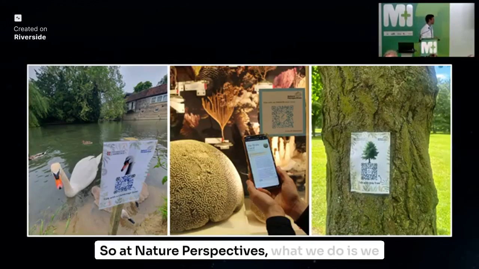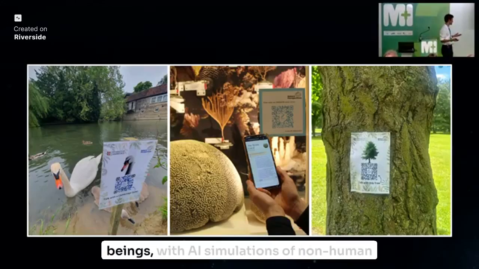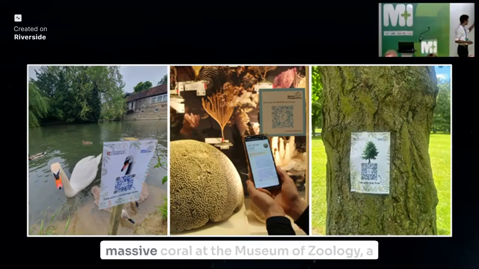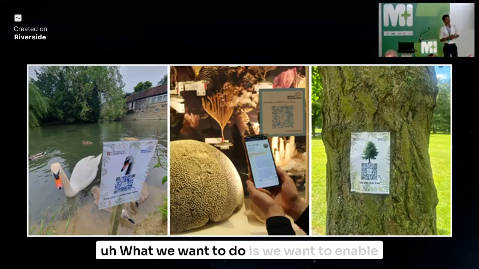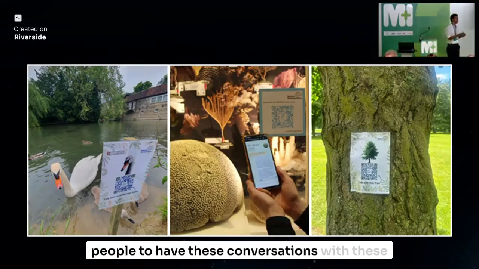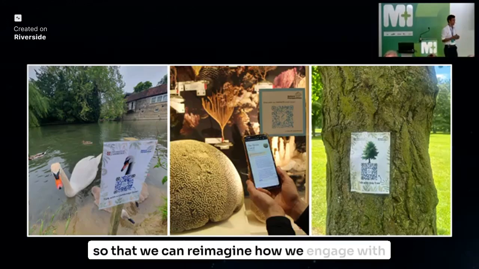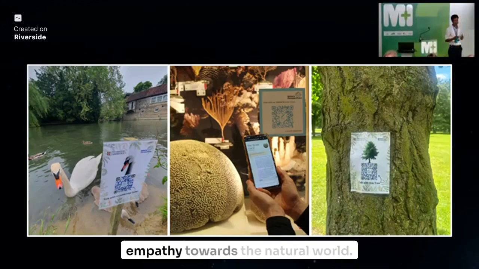At Nature Perspectives, what we do is we help people have conversations with non-human beings, with AI simulations of non-human beings. A swan on the river Cam, a giant, massive coral at the Museum of Zoology, a tree in Jesus Green. We want to enable people to have these conversations so that we can reimagine how we engage with the natural world. We want to transform apathy to renewed empathy towards the natural world.